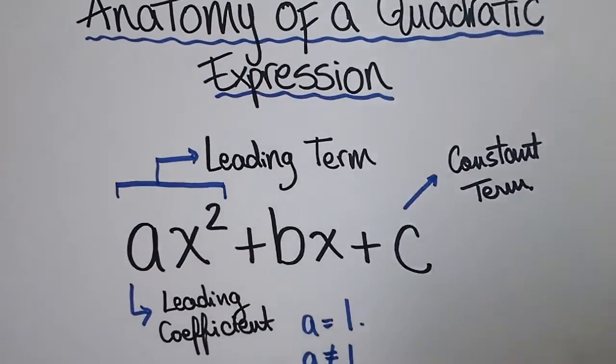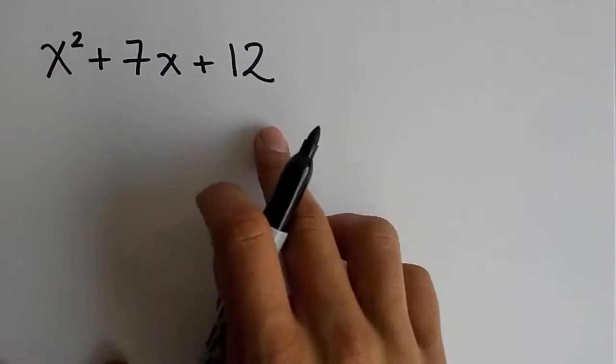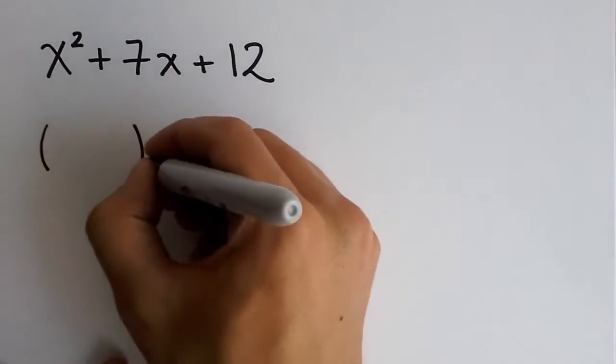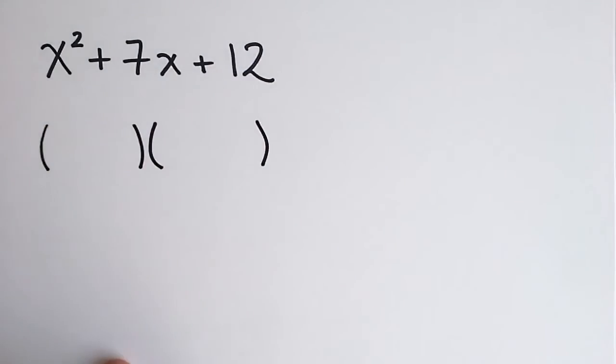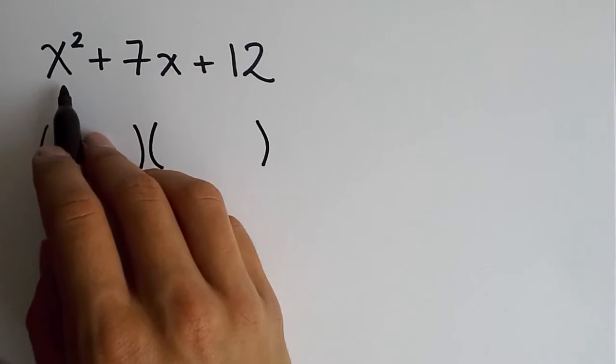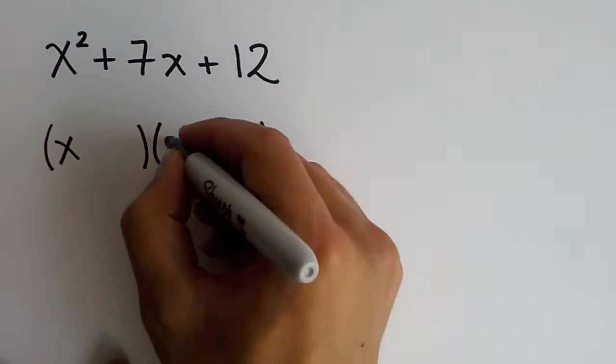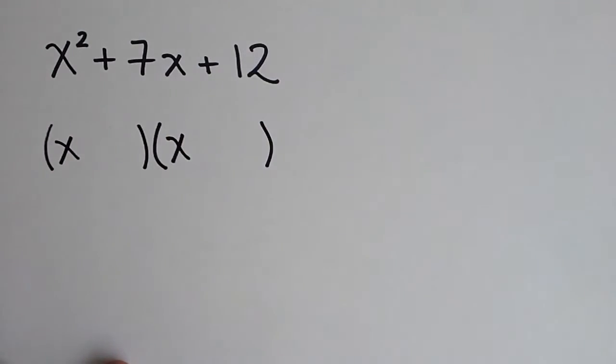Let's check out our first example. X squared plus 7x plus 12. So we know that a quadratic expression can be factored into 2 parentheses, where the first 2 terms should multiply up to the first one. So 2 things that multiply to x squared, there's no other than x and x.